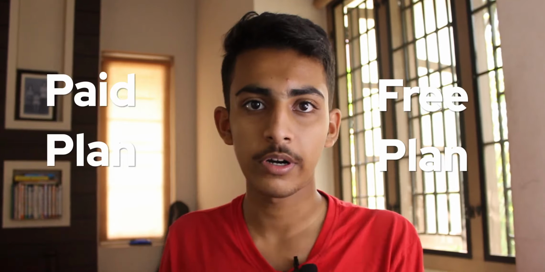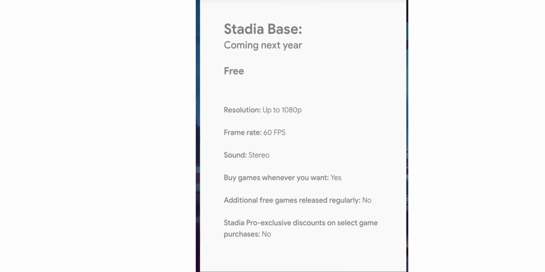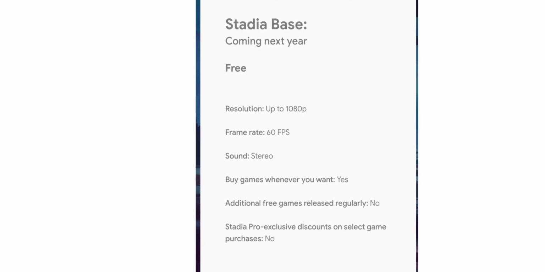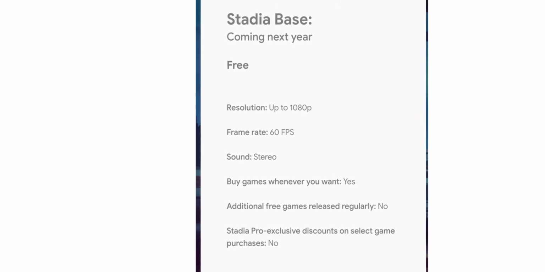Like most of the services out there, Stadia also followed a two-layered approach, a free one and a paid one. The free one, called just Stadia, would give you access to 1080p 60 FPS gameplay, and you will need to pay for all the games that you play. That sounds solid, of course.